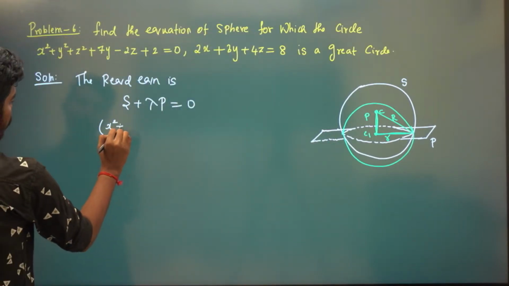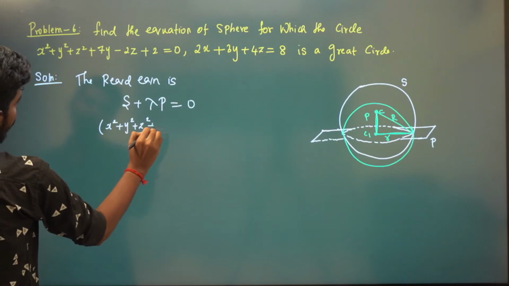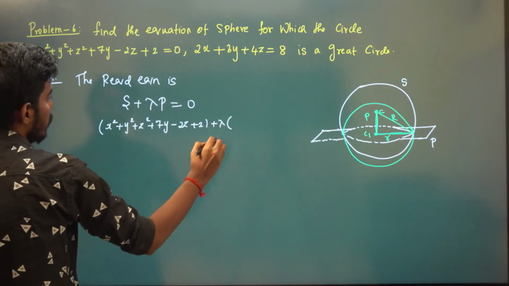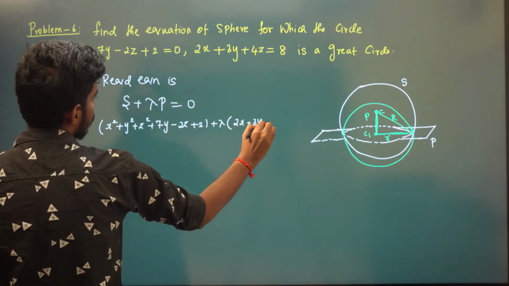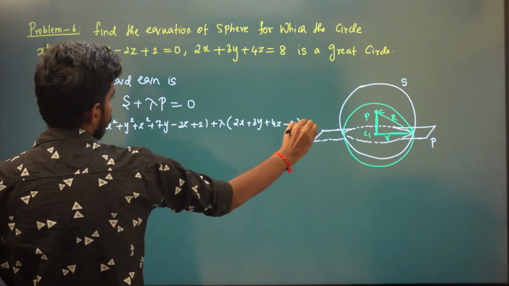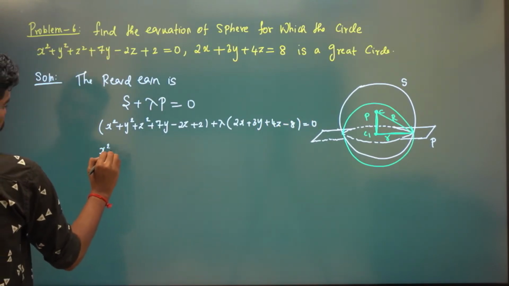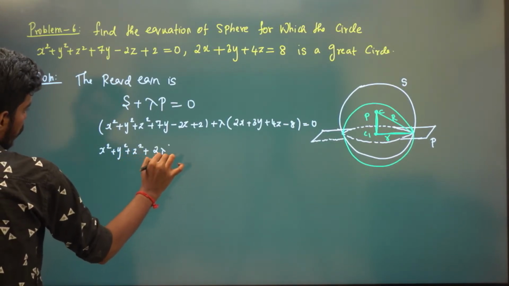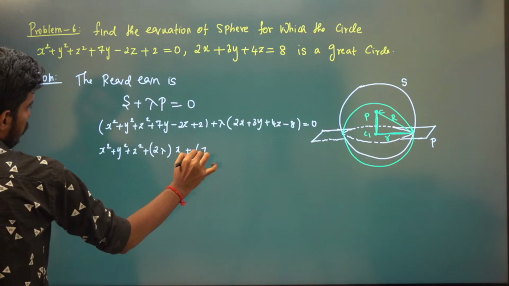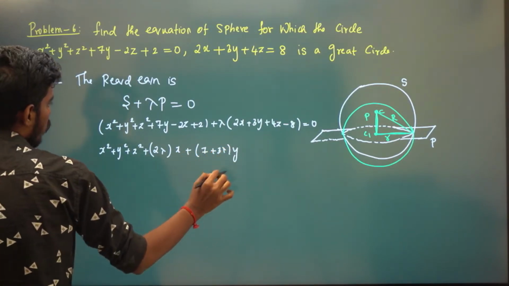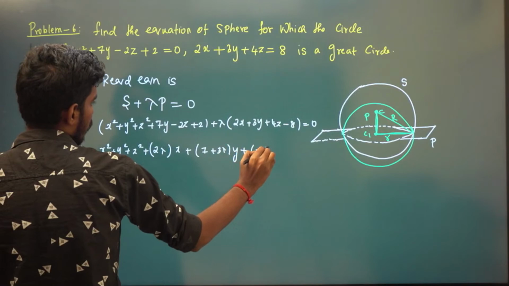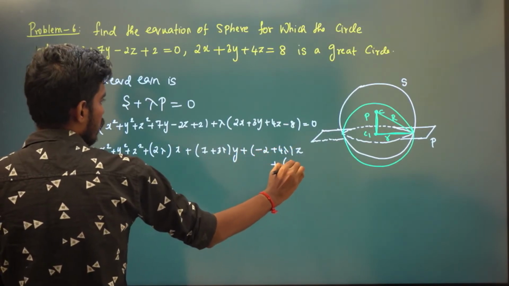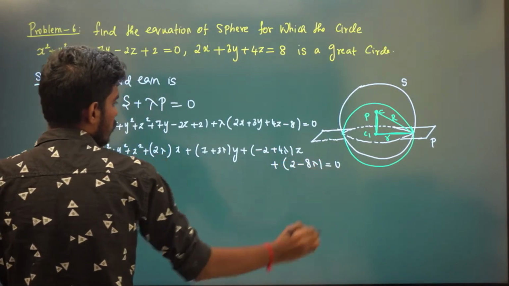So x squared plus y squared plus z squared plus 7y minus 2z plus 2, plus lambda times P, which is 2x plus 3y plus 4z minus 8, is 0. So we have x squared plus y squared plus z squared plus 2 lambda x plus (7 plus 3 lambda) y plus (minus 2 plus 4 lambda) z plus 2 minus 8 lambda is equal to 0.